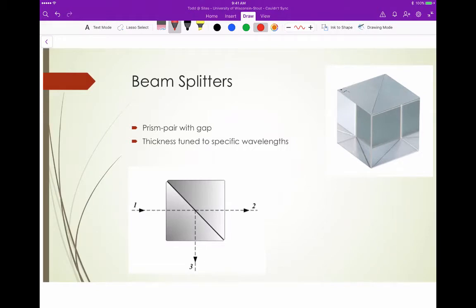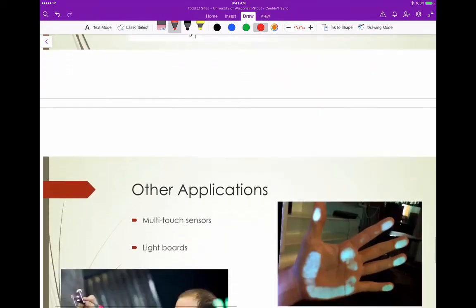Now, one place you'll see this is in beam splitters. With these beam splitters, we have two separate prisms that have a gap between them. And if you tune that gap so that it is roughly the wavelength of light that you're interested in, then you can control the amount of light that gets split between these two rays. And so you can have a beam splitter that perhaps splits the beam 50-50 or 70-30 or whatever splitting you want based on the gap between the two.